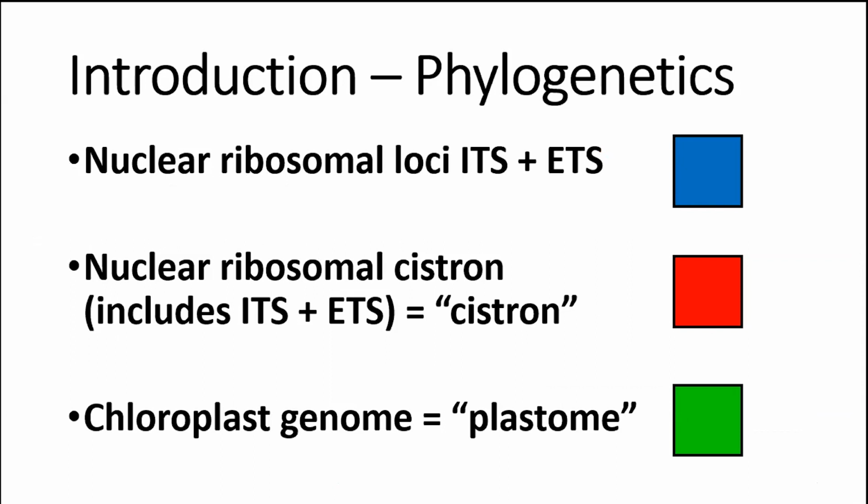Now, I'll be presenting 3 different types of data, and to make it a little clearer, I'll be using 3 different colors. The blue is for ITS, ETS. These are 2 loci you get from Sanger sequencing or PCR amplification. It's a little bit old school, but still very useful in modern day phylogenetics. And then the red and green below that are acquired through next generation sequencing, or high throughput sequencing. We use genome skimming in this case to get what's called the cistron. Now, a cistron includes the ITS and ETS loci, and so the topologies are usually very similar between those 2.